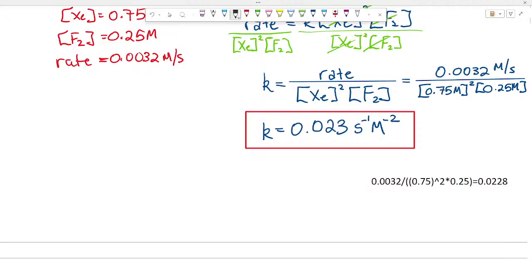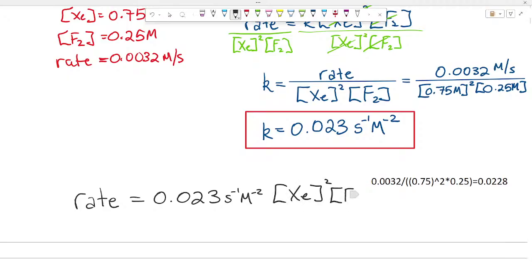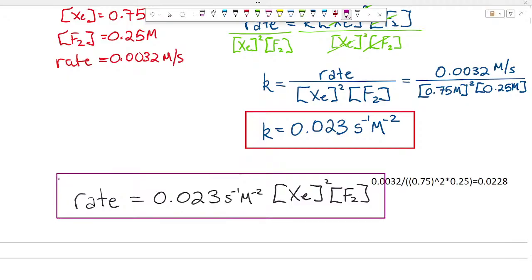Okay, so then the last step would be let's properly write the rate law. We can now say the rate of this reaction will be 0.023 seconds to the negative 1 molar to the negative 2 times the concentration of Xe squared times the concentration of F2. That is the rate law for this reaction under these conditions. And now if I wanted to, I could say, if I set the concentration of Xe at 0.15 and the concentration of F2 at 0.2, what would the rate be? And you can just work it out. Does that make sense?